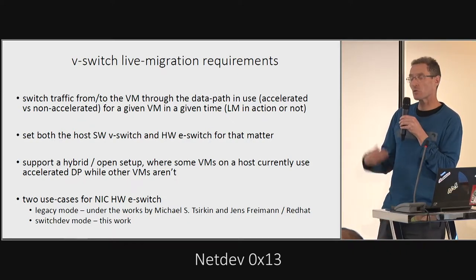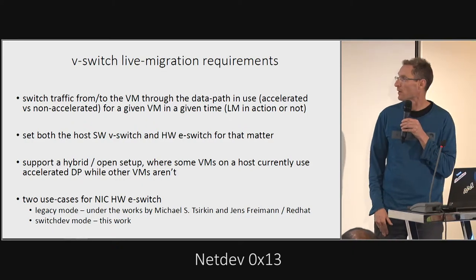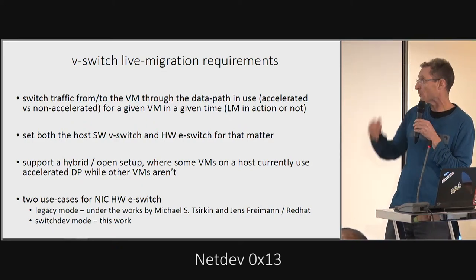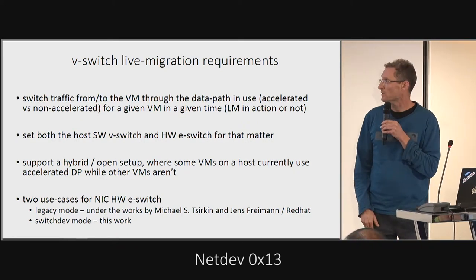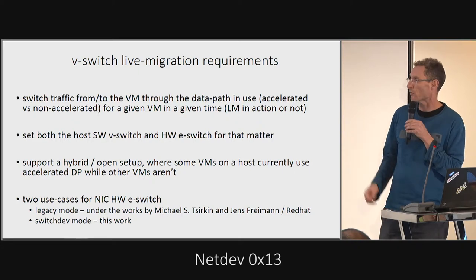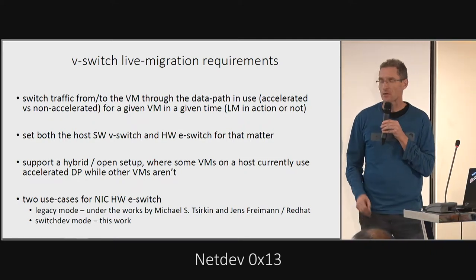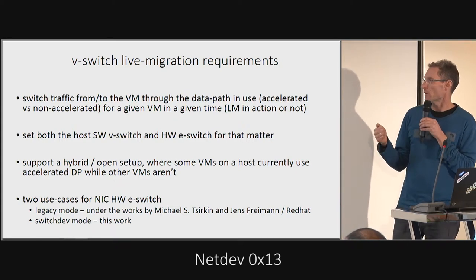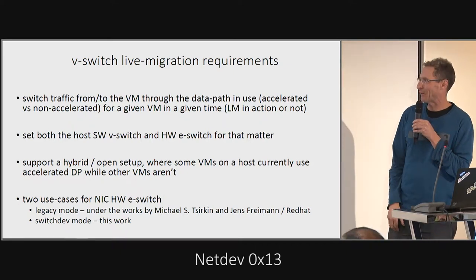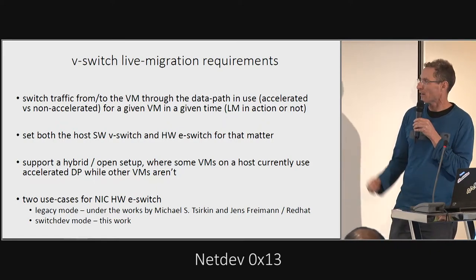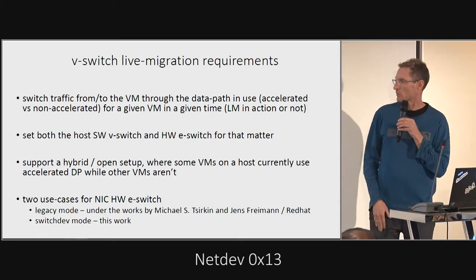Okay, because we are dealing with SRIOV, we have to take care of both the virtual switch in the hypervisor and the embedded switch in the NIC. We wanted to climb a bit higher, so we also want to support a hybrid and open setup. So some VMs use this stuff, some VMs don't use this stuff, so it's an open environment. And for the NIC, for the eSwitch, there are two approaches in Linux. One is what we call the legacy mode, one we call the switchdev mode. So the legacy mode can still be used, probably, somehow, maybe not addressing all the requirements, but some of them. And I'm not going to explain it today. This is work by Michael and Jens, and it's work in progress.